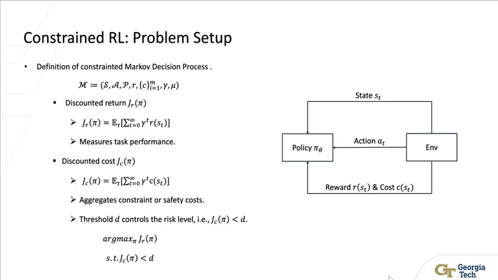So we're going to define the discounted return J_R(pi). This discounted return is defined as the expected return from the environment after taking a specific action under policy pi theta. And also we see the definition of discounted cost J_C(pi). It's defined as this formula, and we see that constrained reinforcement learning aims to optimize the policy that maximizes the discounted return J_R(pi) under the constraint that our discounted cost should not exceed the threshold D.